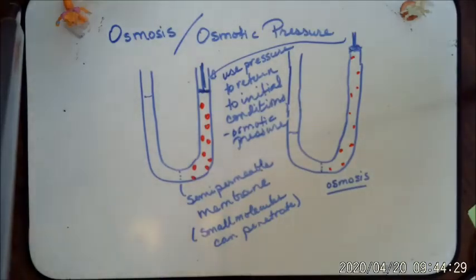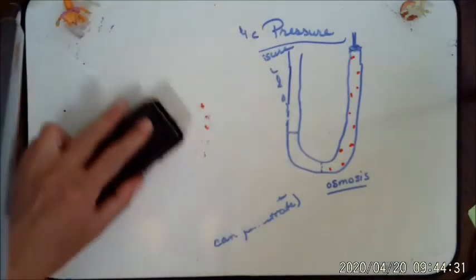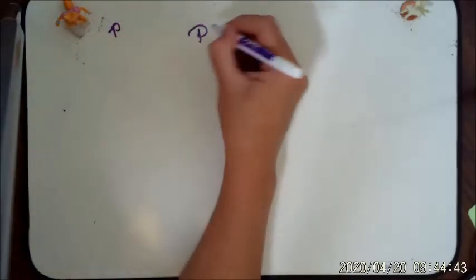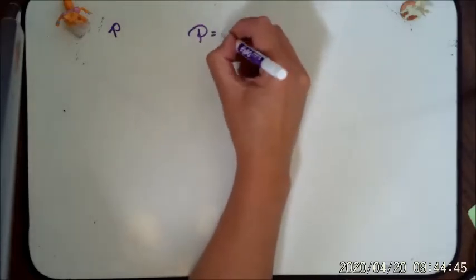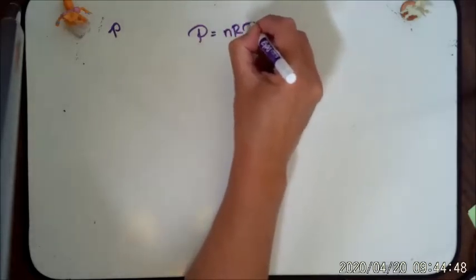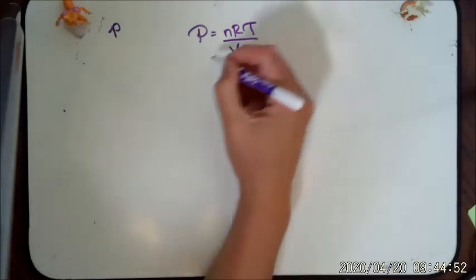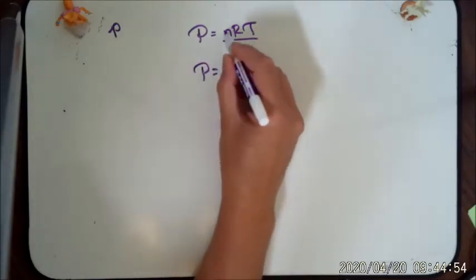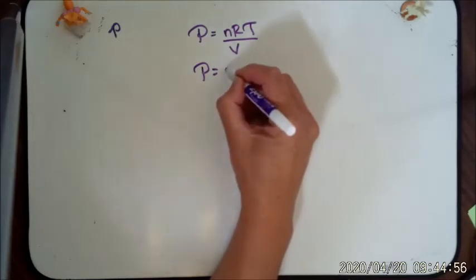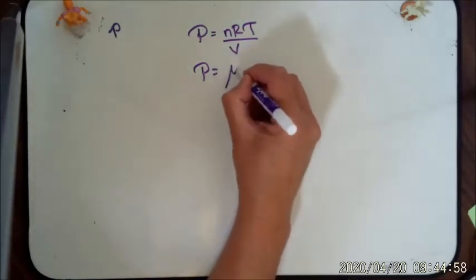So how do we determine it quantitatively? We kind of look at our ideal, we're talking about pressure, right? So let's take a look at our ideal gas law. If I look at my ideal gas law, moles over liters, isn't that concentration?